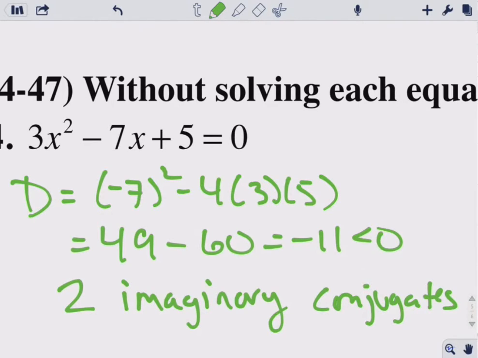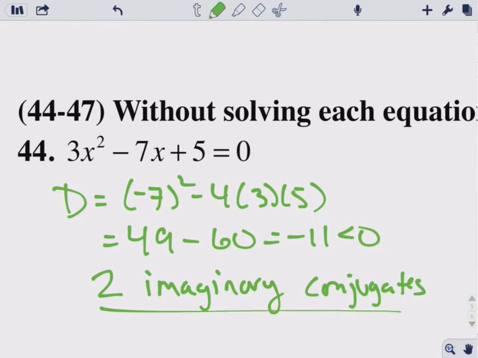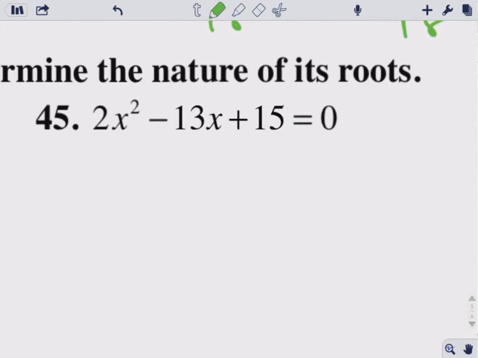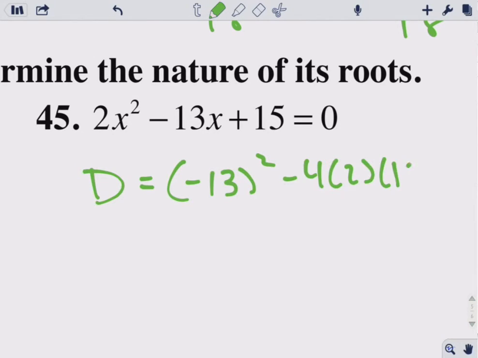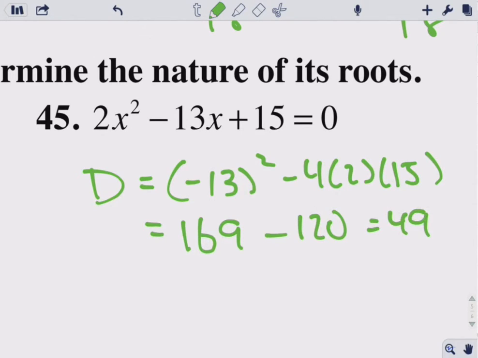Okay, that's the answer for 44. 2 imaginary conjugates. 45. Find the discriminant. It's negative 13 squared minus 4 times 2 times 15. It's 169. 8 times 15, that's 80 and 40, that's 120. It's equal to 49. Hey, that's a perfect square, and it's positive.